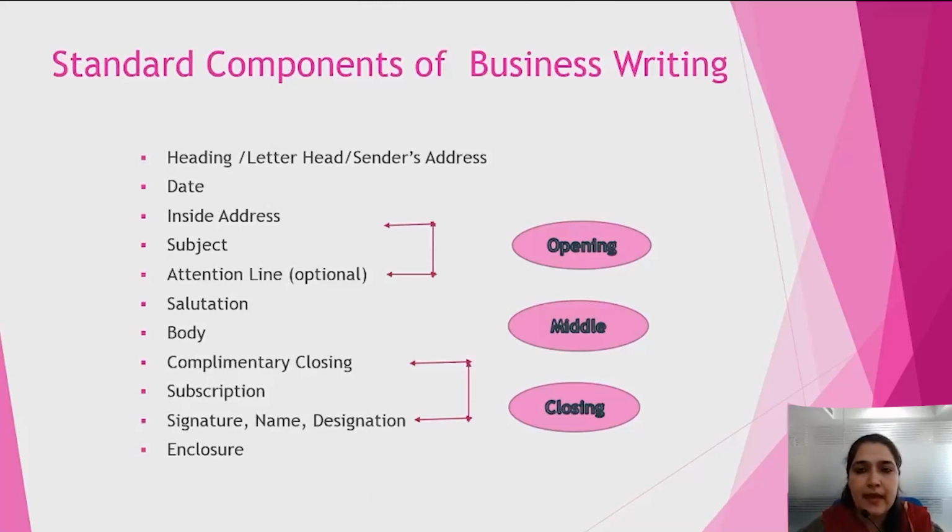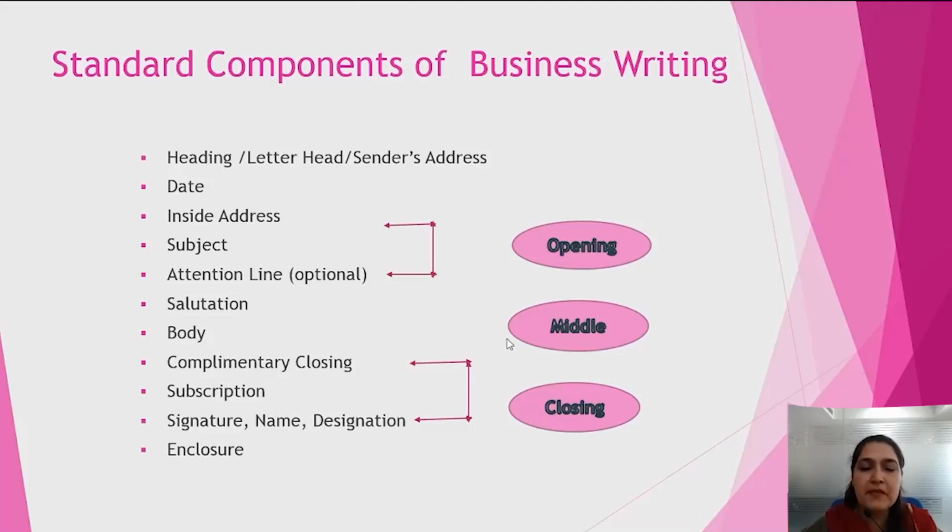These elements should always be there when we are writing a business letter, like the heading, which can also be in the form of a letterhead. Suppose there is no letterhead of a company, then the sender can directly write his address. After this, the next fields are date, inside address, subject, attention line. These three, inside address, subject and attention line, together combine to form the opening of a business letter. Then comes the salutation, then the body.